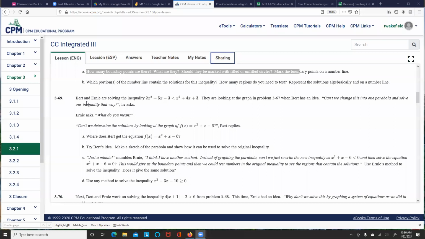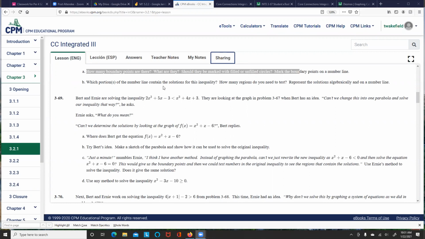Bert and Ernie. You recognize those names, I think, from Sesame Street. Bert and Ernie are solving the inequality 2x squared plus 5x minus 3 is less than x squared plus 4x plus 3. They're looking at the graph in problem 67, and Bert has an idea. Can't we change this into one parabola and solve one inequality that way, he asks. Ernie asks, what do you mean? Can't we determine the solutions by looking at the graph of f of x equals x squared plus x minus 6? Bert replies.